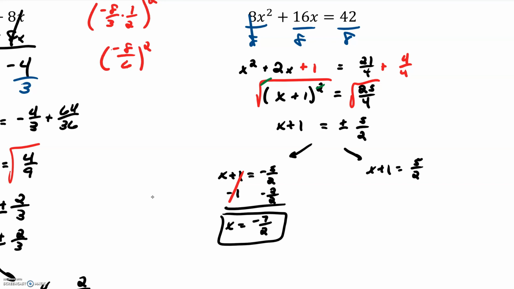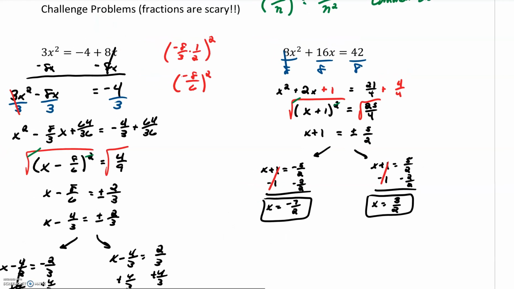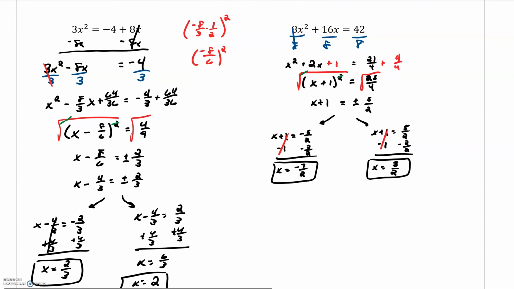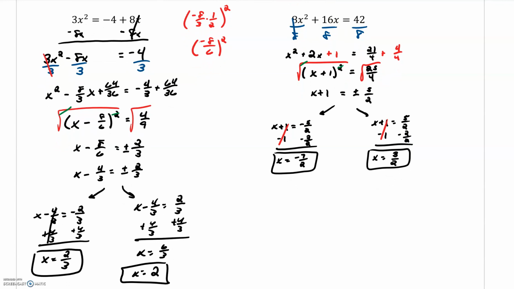That's one answer. I'm going to do the same thing. Subtract 1, subtract 2/2. The 1's cancel. And I'm left with x is equal to 5/2 minus 2/2 is 3/2. Two answers. Completing the square. Notice it's pretty much all the same, even with the fractions. Just be comfortable using a calculator for your fractions, right? I wouldn't expect anybody to do that all without a calculator for sure.